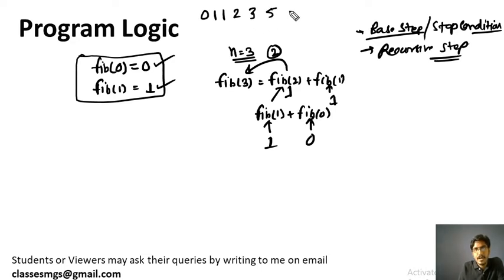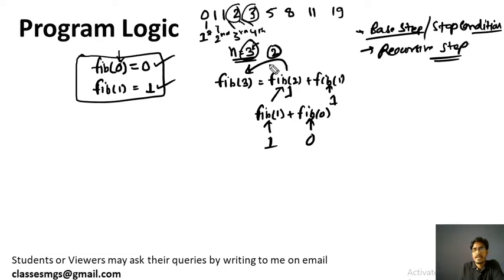0, 1, 1, 2, 3, 5, 8, like this. So this is the first term, this is the second term, this is the third term, this is the fourth term, and so on, like this we are calculating. Okay, so the zeroth term is this, and n equals to 3 means this fourth term we want to calculate. So we are getting 2 as the output. Okay, this is how the recursive function works.